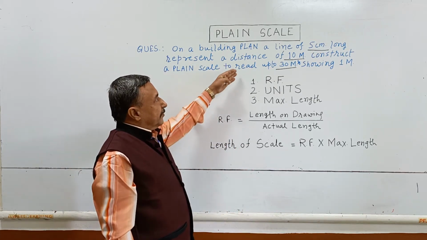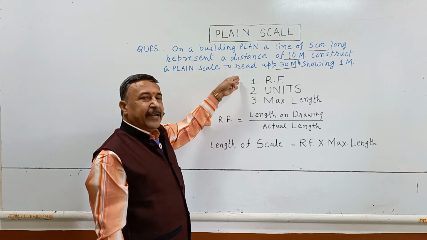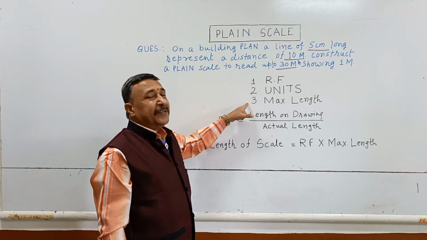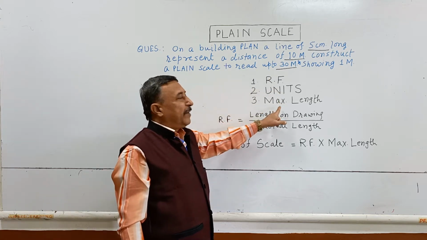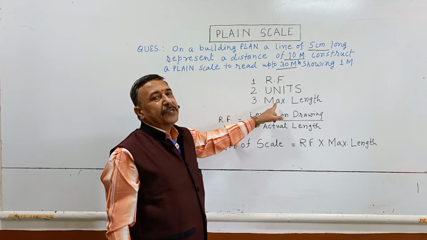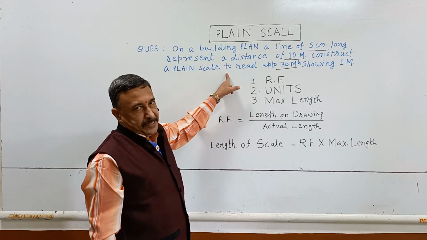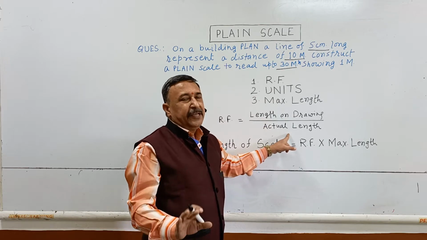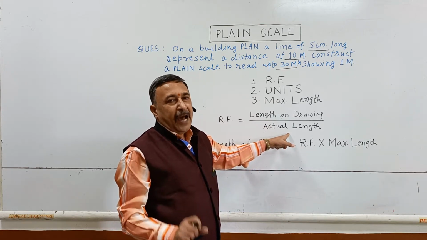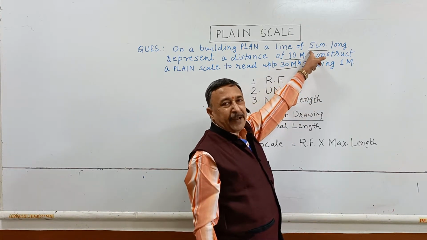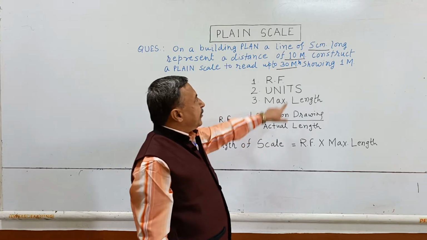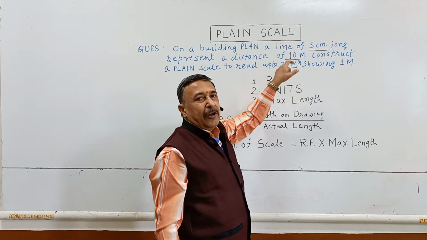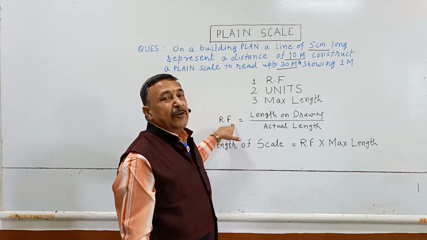Now we start to solve the problem. See the steps in which we have to solve it. These three are the specifications of a scale: RF, units and maximum length. Think about this by reading the question. RF is equal to length on drawing upon actual length. This formula we can use to find the RF. Length on drawing is given as 5 cm and actual length is 10 meter. These two data are given for finding the value of RF.